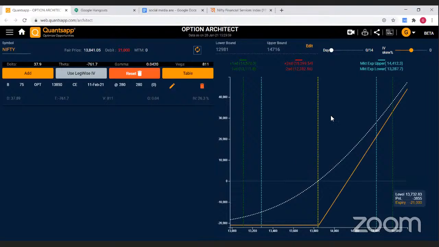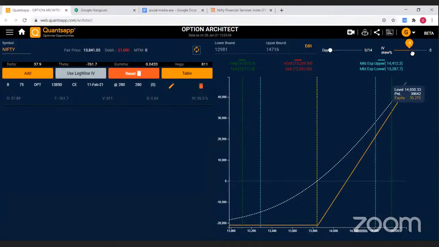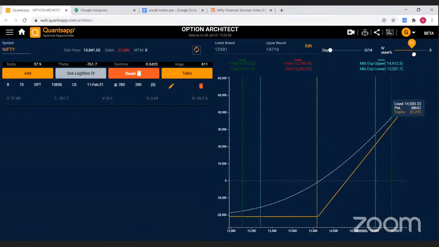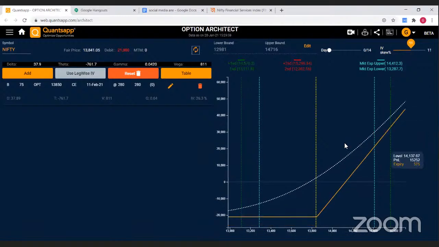So suppose I'm taking this particular long call, maybe today or tomorrow, and as the election is also there, and big companies are also announcing results, there's a lot of event probability, so IV can change. If suddenly IV increases by, let's suppose, 10%, 11%, how will your payoff change?